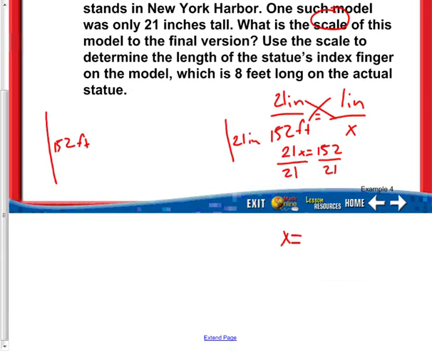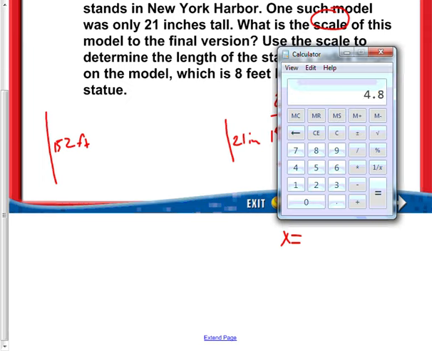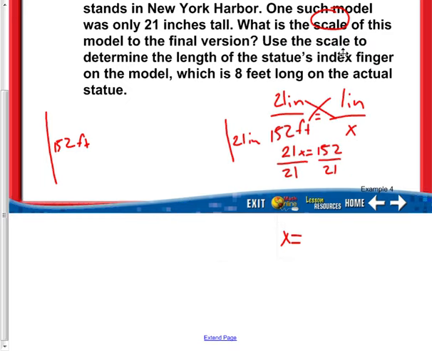So we're going to get x equal to, we need to take 152 divided by 21. And we're going to get about 7.2 feet. So about 7.2 feet. So 1 inch equals about 7.2 feet in this problem. So here it says use the scale to determine the length of the statue's index finger on the model, which is 8 feet long on the actual statue.